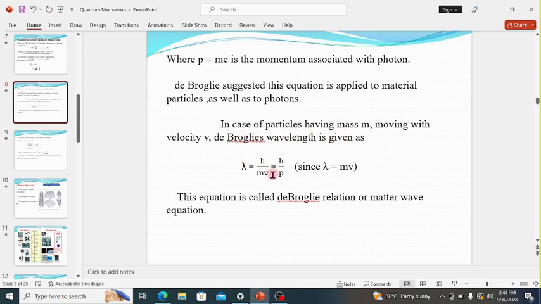Lambda is equal to h by mv, which is equal to h by p. This is called de Broglie's wavelength for matter waves, for all other particles except photons. For photons it is lambda is equal to h by mc, because photons can travel with the speed of light. But for all other particles, lambda is equal to h by mv, which is equal to h by p.